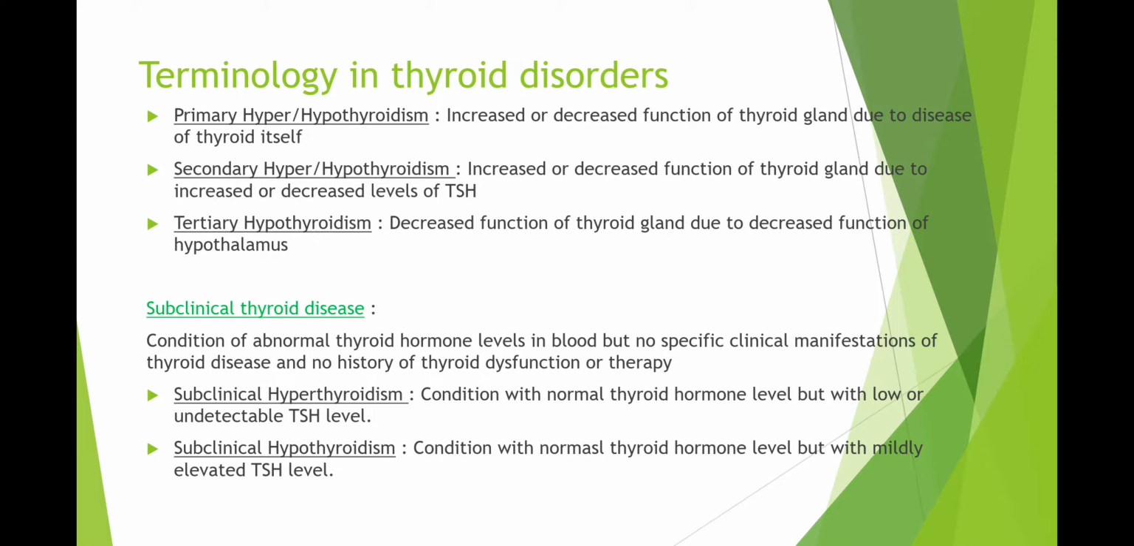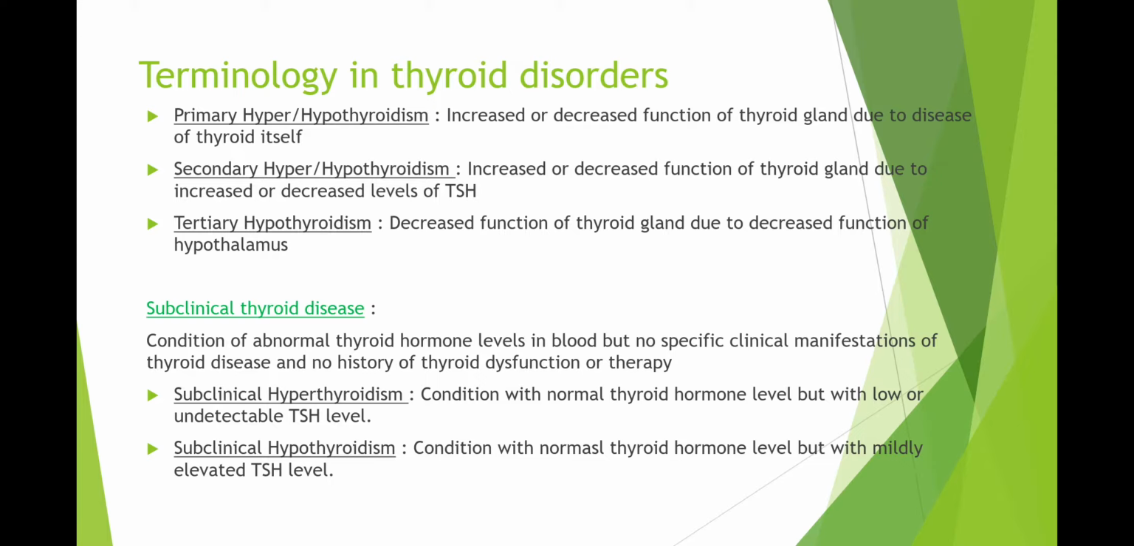The terminologies used in thyroid disorders are primary hyper or hypothyroidism, which is increased or decreased function of the thyroid gland due to the disease of the thyroid itself. Second, secondary hyper or hypothyroidism, which is increased or decreased function of the thyroid gland due to increased or decreased levels of TSH. The tertiary hypothyroidism is decreased function of the thyroid gland due to decreased function of the hypothalamus.